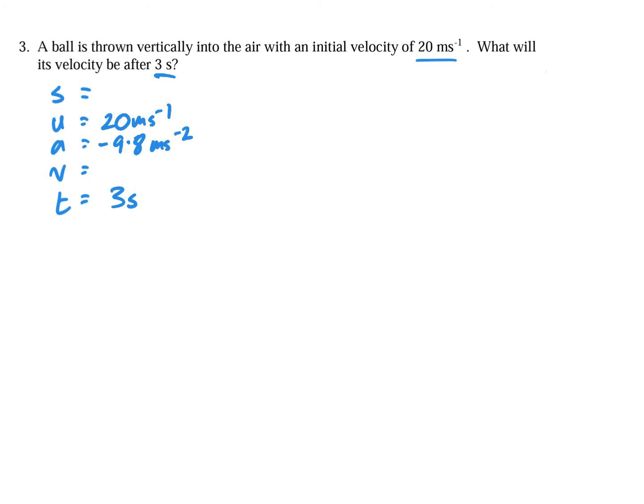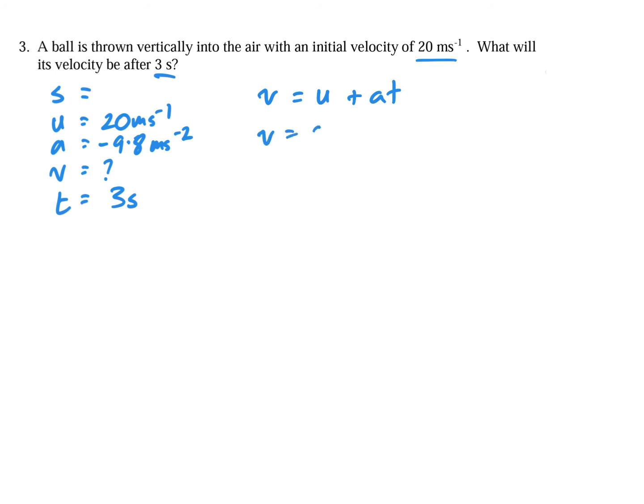Now, if you don't have U being positive and A being negative, or at least being the opposite sign of each other, that counts as wrong physics. Okay, so you're not going to get any marks past the formula. Now that's really important that you get that right. And we're being asked the velocity. So the formula now that links these together is v equals u plus at.